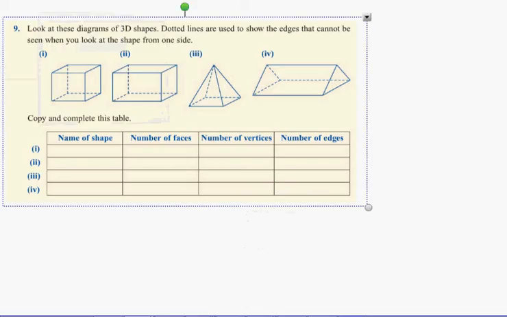What we're going to do is look at the diagrams of 3D shapes, okay? The dotted lines show the edges that cannot be seen. When you look at the shape from one side, we have to name the shape and figure out how many faces it has, the number of vertices, and the number of edges. A vertex is a corner, where two or more lines meet. And the number of edges is the number of straight lines.